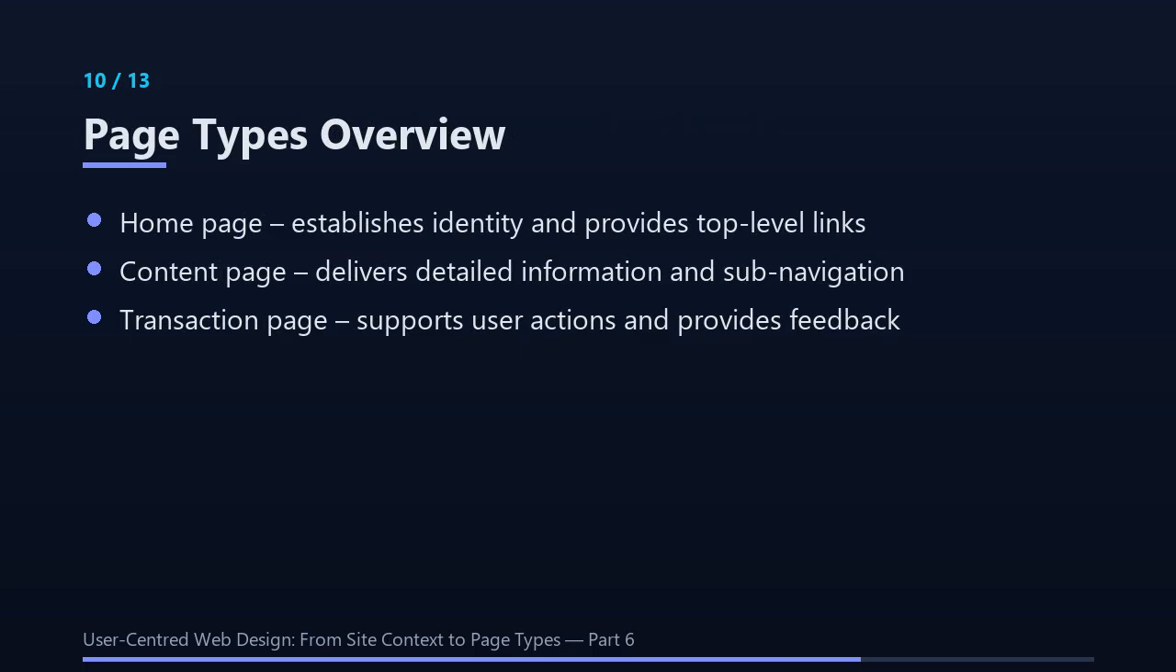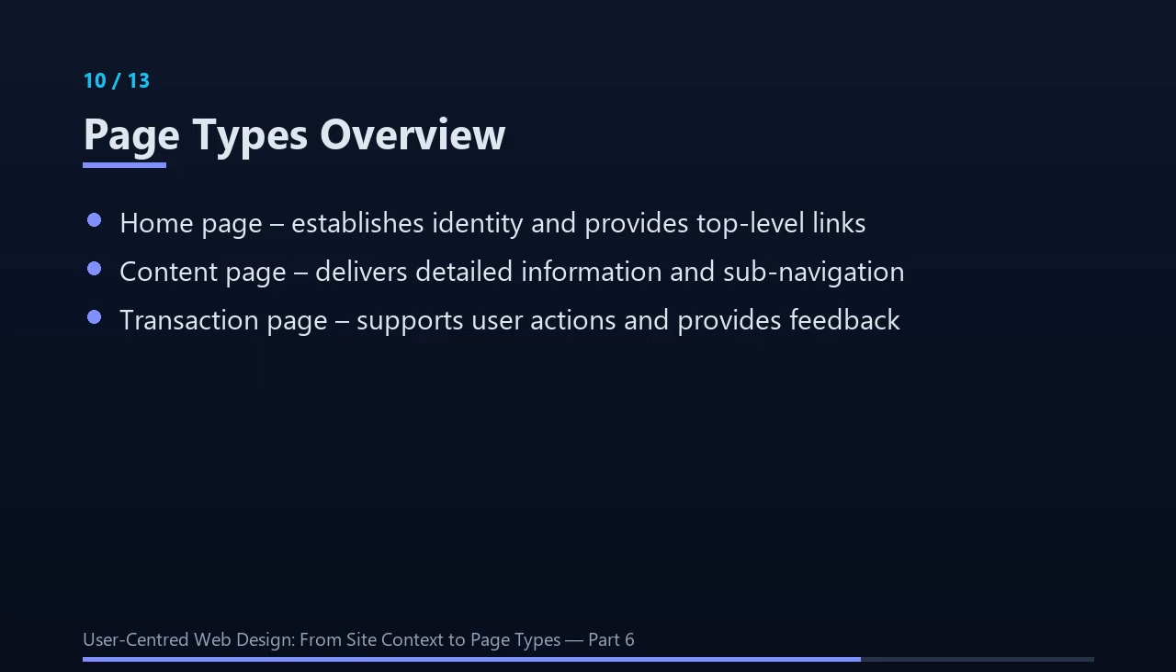Websites typically consist of three fundamental page types, each serving a distinct purpose within the overall architecture. The home page acts as the front door, presenting the site's identity, summarizing key offerings, and offering clear pathways to deeper sections. Content pages dive into the subject matter, presenting articles, product details, or multimedia, and often include subheadings and internal links to related material.